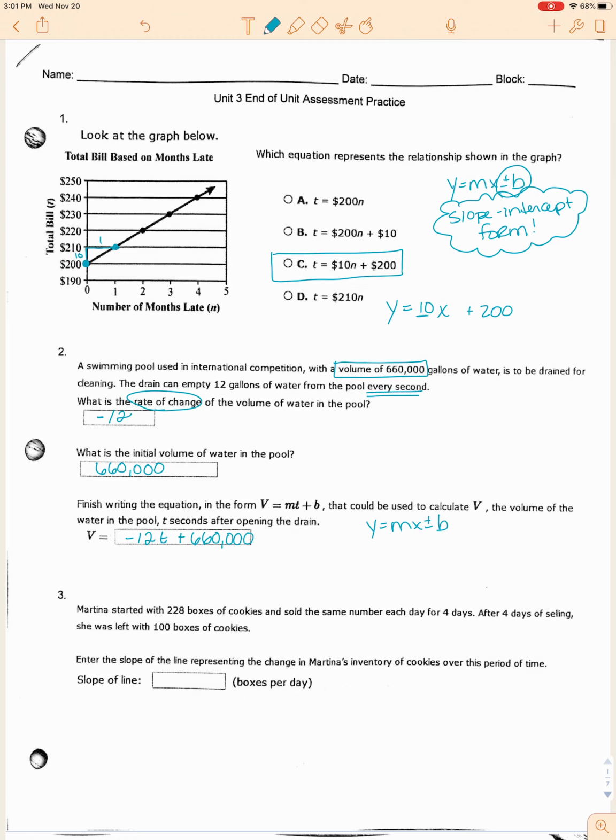Number 3, Martina started with 228 boxes of cookies and sold the same number each day for 4 days. After 4 days of selling, she was left with 100 boxes of cookies. So you're given 2 pieces of information: that she started with 228 boxes, and that after 4 days, she had 100 boxes left. So you have 2 different pieces of information. See if you can figure out what the slope of the line would be. Pause the video.